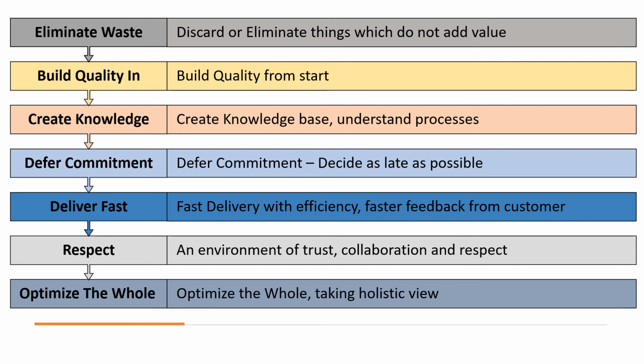Last one is optimizing the whole. That simply means if we are talking about any particular value stream, we are not just looking at one particular step or process in that value stream to optimize or change it. We take into consideration the whole sequence, the whole value stream, all the steps, the whole system, when we are talking about making any changes or optimizing it.